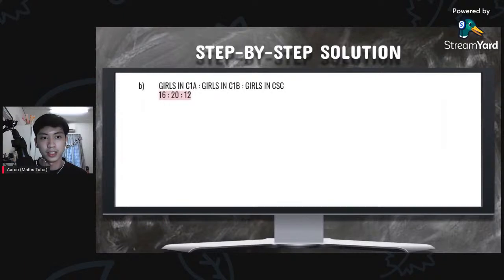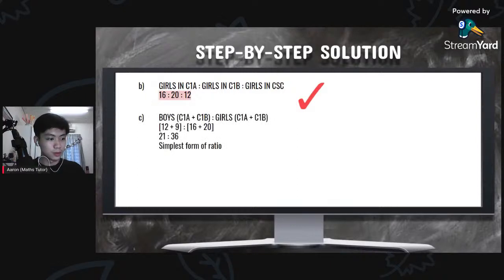To the second one. Just now the question asked for the ratio of girls in class 1 Amanah, class 1 Bestari, and class 1 Cekap. You just put the numbers. We have 16 girls, so you put 16 ratio 20 ratio 12. This is the answer for B.